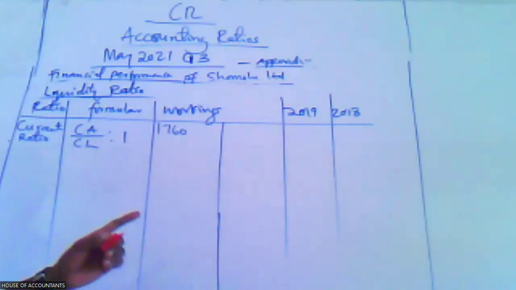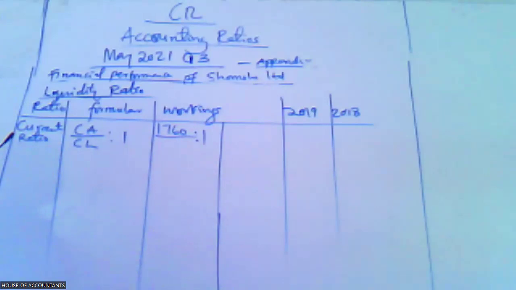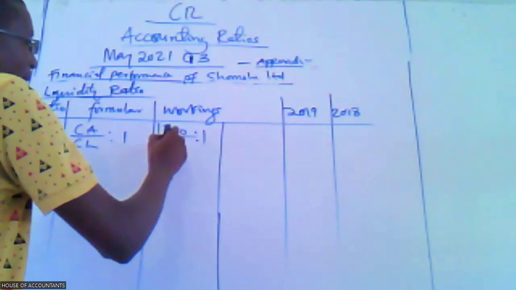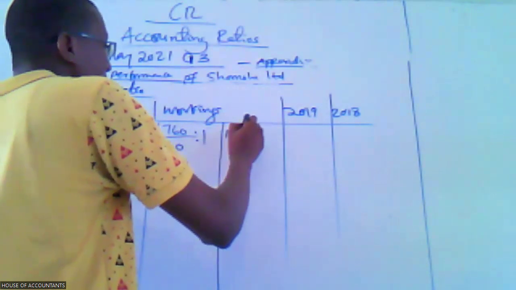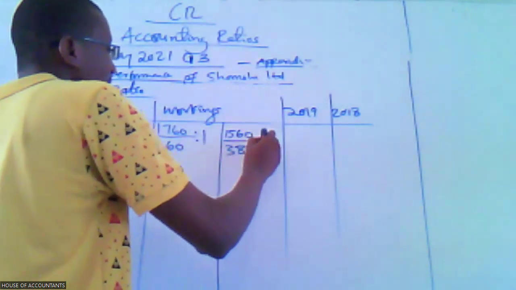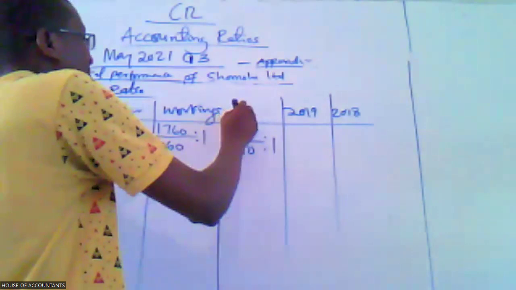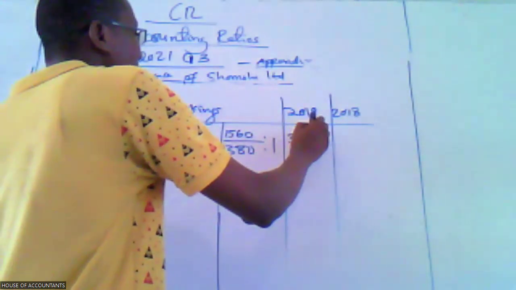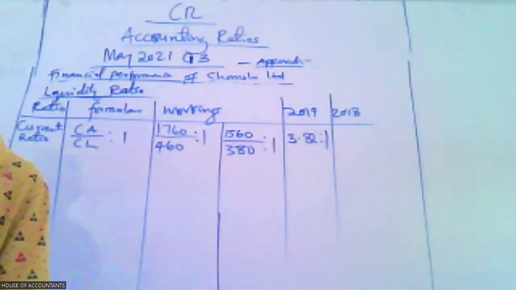176 over current liabilities 460. Then the second one, 1560 over 380, ratio 1. So what do we get for the first one? I don't want to press the calculator, please do it. 3.8, 3.82 ratio 1. Everything must be ratio 1.